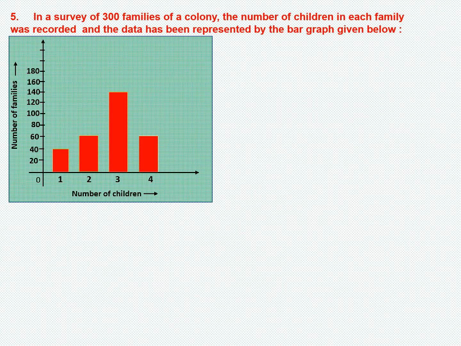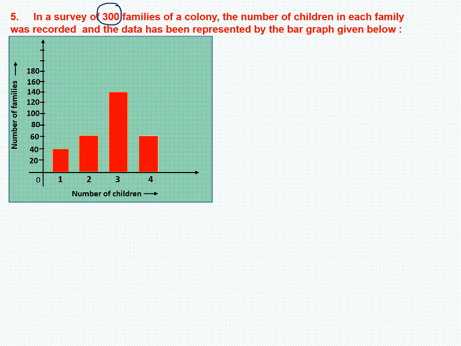Now, question 5. In a survey of 300 families of a colony, the number of children in each family was recorded, and the data has been represented by the bar graph given below. So this is a different question where you don't have to construct a graph. The bar graph is already given to us, but based on that we must answer a few questions.